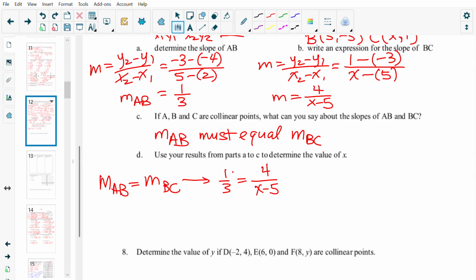Let's determine the value of x. Remember this trick, I can cross multiply. So that's 1 times x minus 5, and cross multiplying the other way, equals 3 times 4. That's x minus 5 equals 12. Add 5 to both sides, that's x equals 7. Oops, oh, 17. Sorry about that, folks. x equals 17.